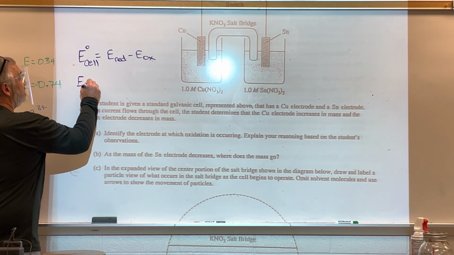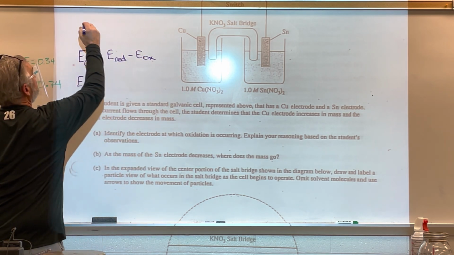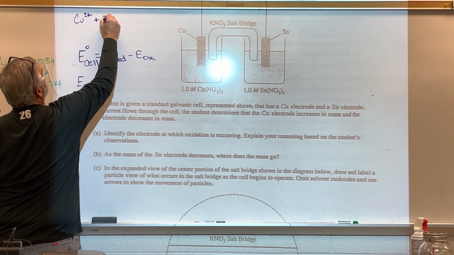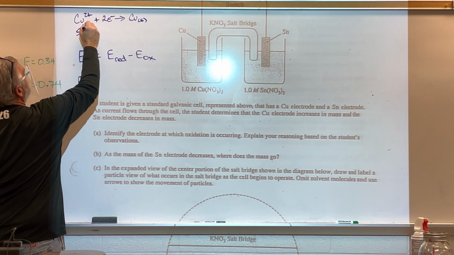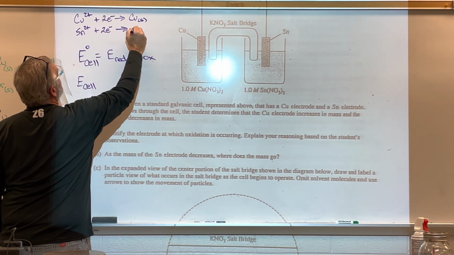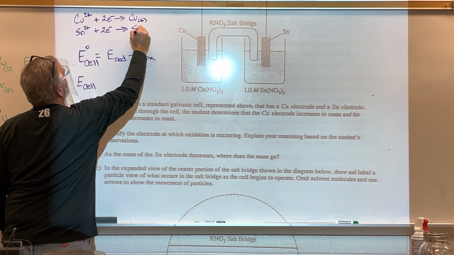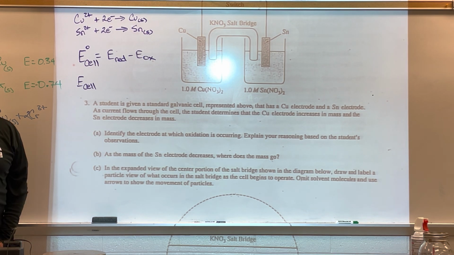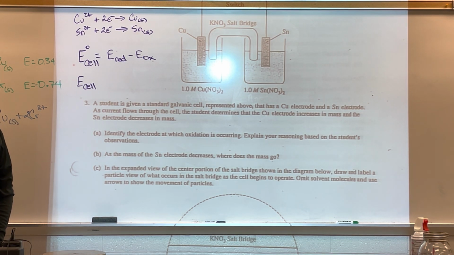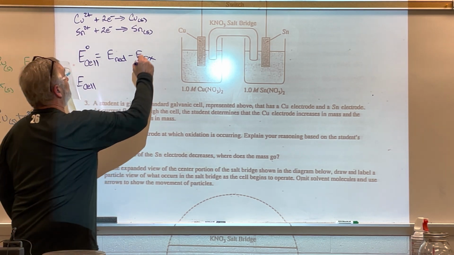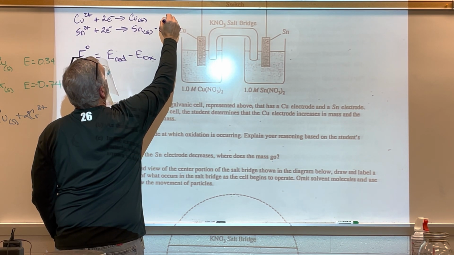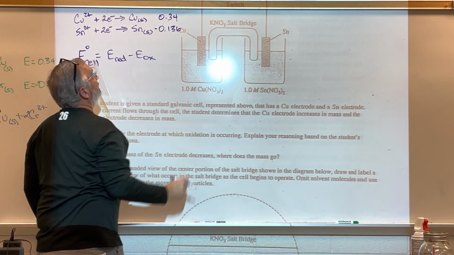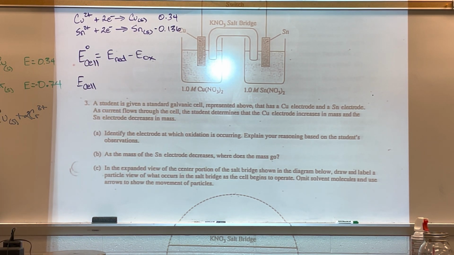So if I'm looking at this, they're all in reduction potentials. So it's going to be Cu2+ plus 2 electrons goes to Cu solid, and Sn2+ plus 2 electrons goes to, not Cu, Sn solid. So somebody look up for me on page 1106 what those values are. Tin is negative 0.136 and copper is 0.34. That one's just used so much, I remember that one.